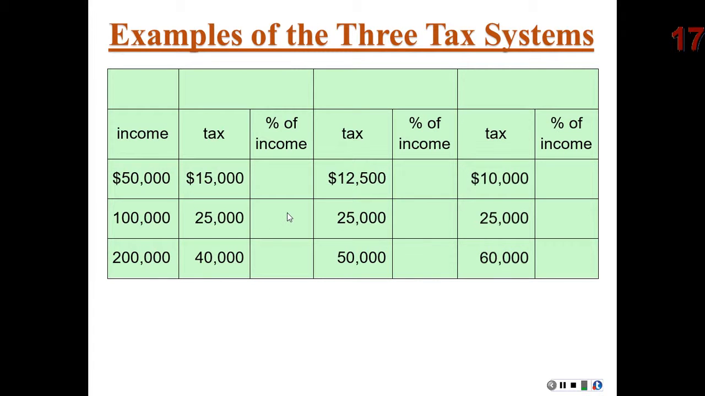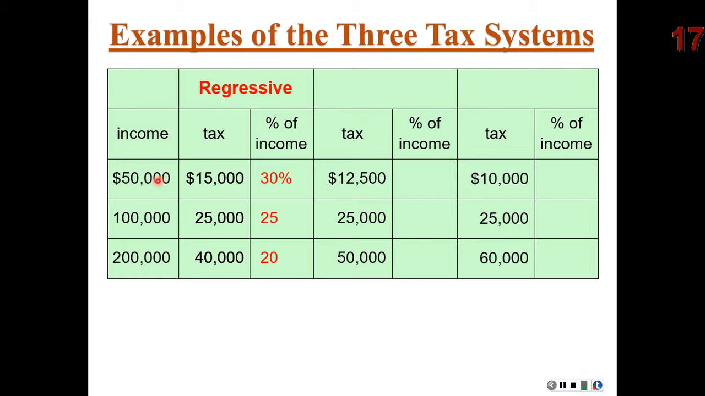And obviously, doing the math there, you can pretty quickly discern that this is a regressive tax system. 15,000 divided by 50,000 is actually a 30% tax rate. In other words, this lower income person is actually paying a higher rate than the person who makes $100,000 and $200,000, because they're only paying 25%, 25,000 divided by 100,000, and the rich person is only paying a 20% tax rate, 40,000 divided by 200,000. So tax rates are going down as income is going up. That's a regressive system. Okay.